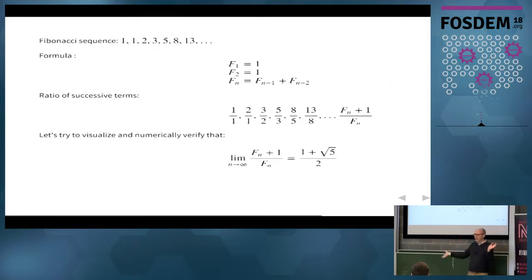Okay, so we all know the Fibonacci sequence, 1, 1, 2, 3, 5. The ratio of successive terms, 1 to 1, 2 to 1. Does everybody know this, that it approaches the golden mean, 1 plus the square root of 5 over 2? This was credited to Kepler, I learned. And so we're going to visualize this by constructing a golden rectangle, which is going to have this ratio.